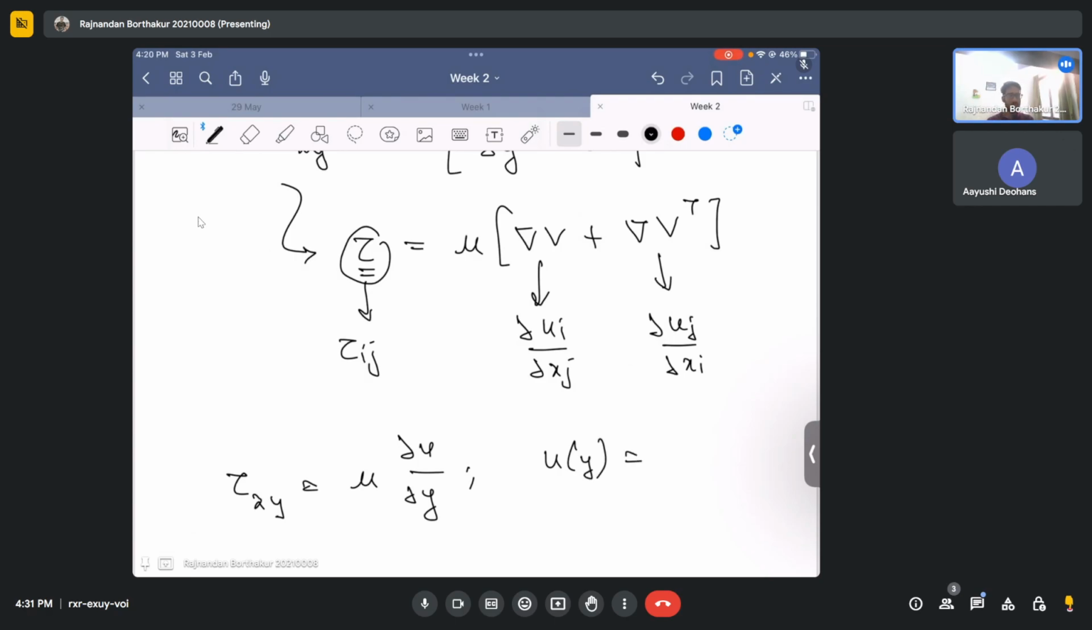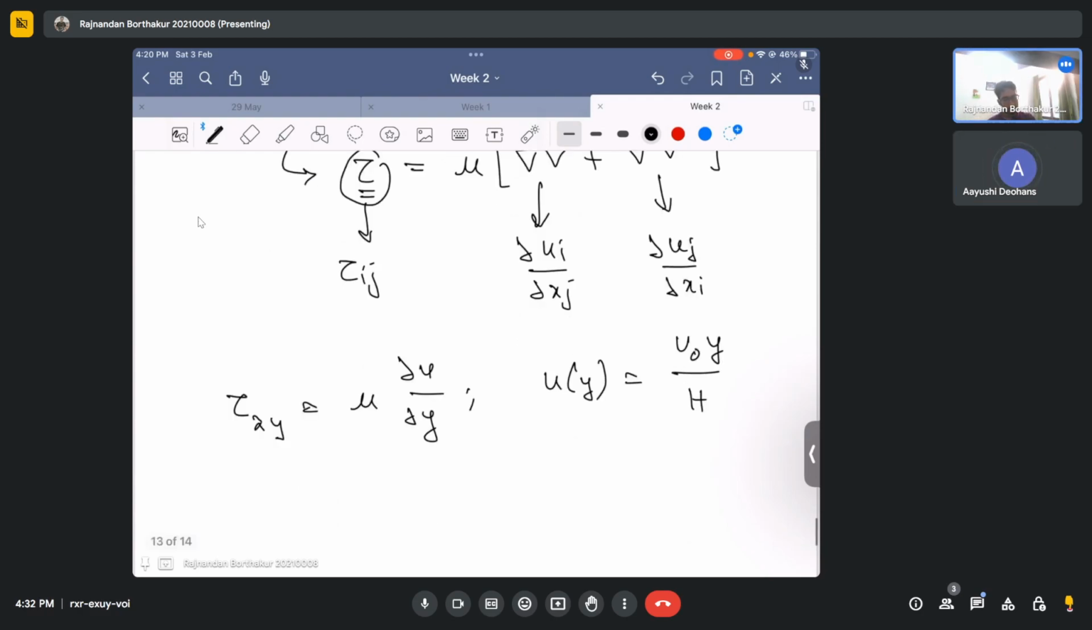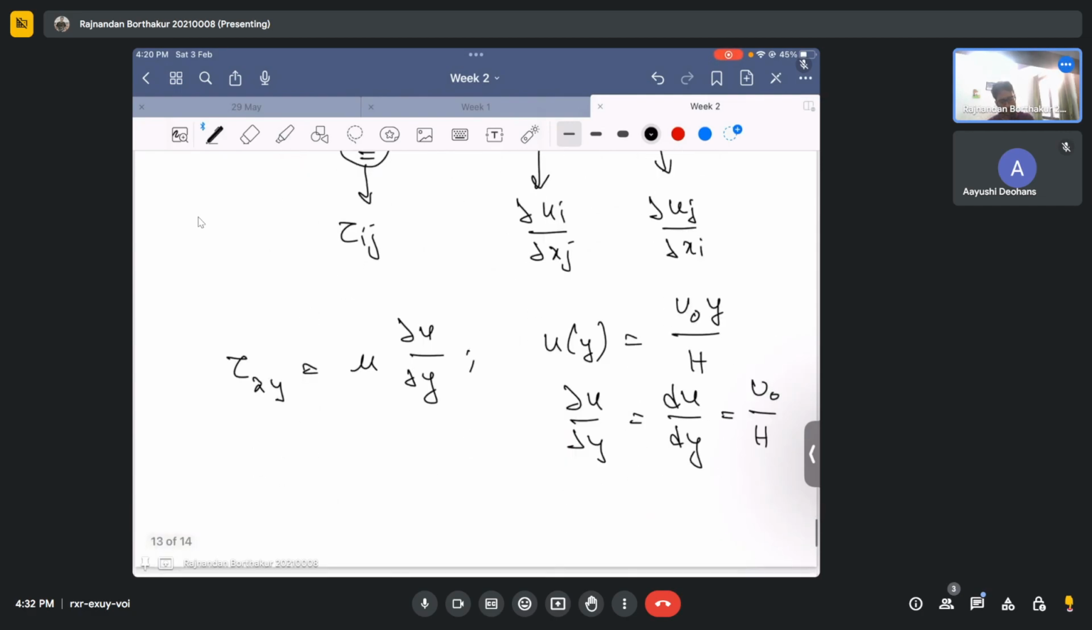So we just saw this some while ago. It is the Couette flow problem, so u is just u naught times y by h, right? So del u by del y can also be written as du by dy, because u is now just a function of y, and this just becomes u naught by h, which means this tau xy, that is the stress, is basically mu times u naught by h.